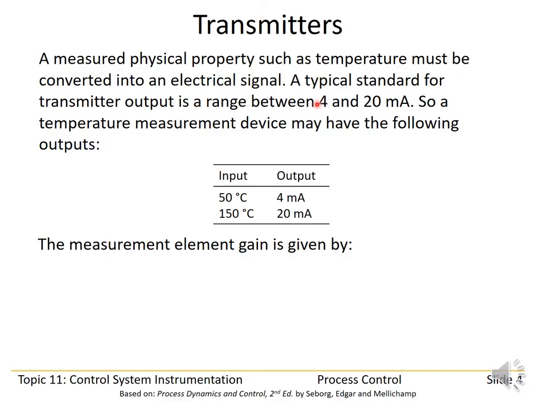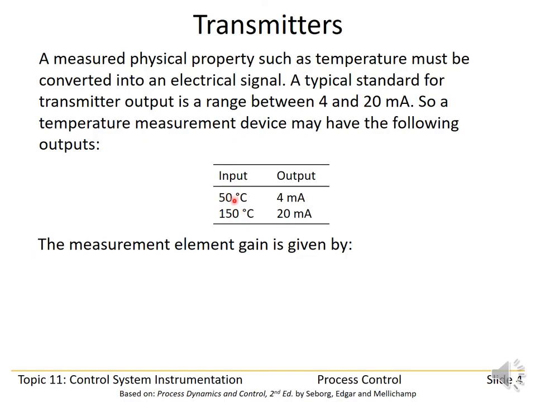Minimum value is 4 milliamps. The maximum value is 20 milliamps. And in between 4 and 20 milliamps, the signal scales linearly with the unit that's being measured. Okay, so here's an example. A temperature transmitter, temperature measurement device, and associated transmitter may have these outputs. Okay, the minimum measurement value is 50 degrees centigrade. The maximum measurement value is 150 degrees centigrade.